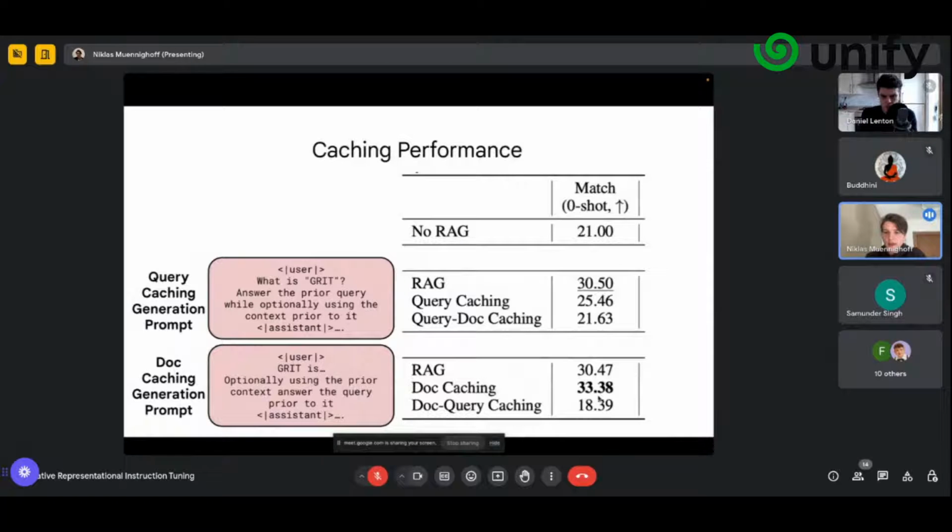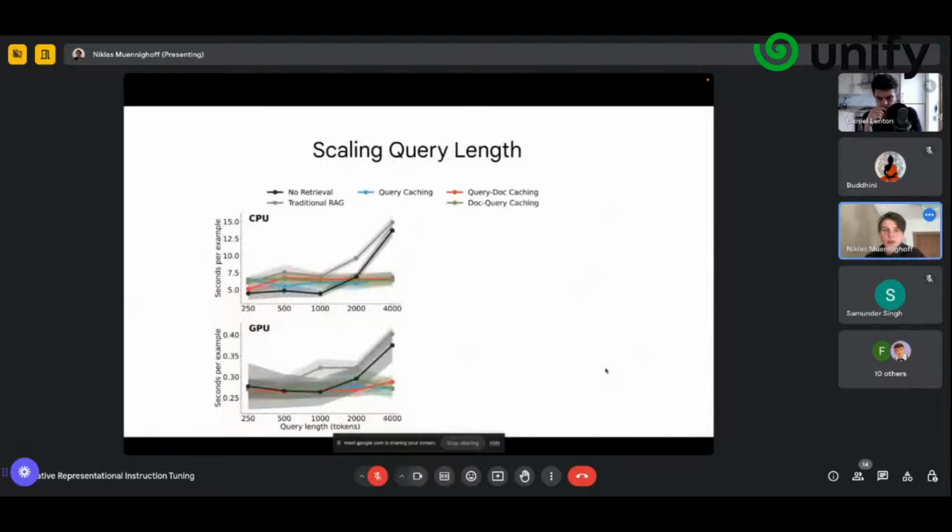And then for doc caching, it roughly matches RAG, so that's pretty good. However, if we do doc query caching, so again caching both, then it gets much worse. So overall, query doc caching and doc query caching are not really worth it, but doc caching and query caching can be pretty useful. Doc caching seems to be slightly better.